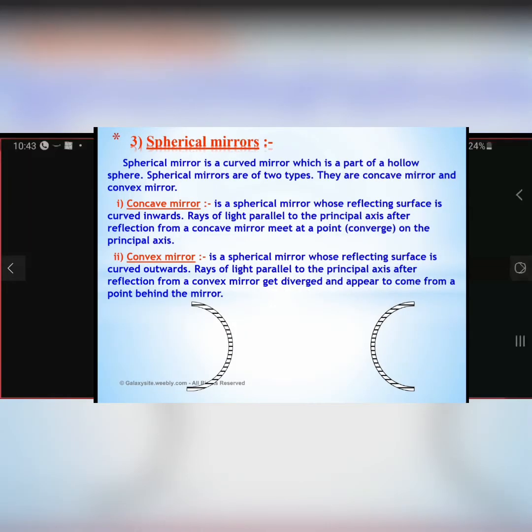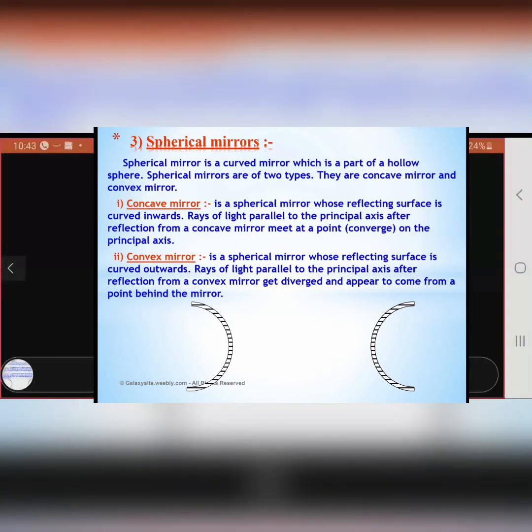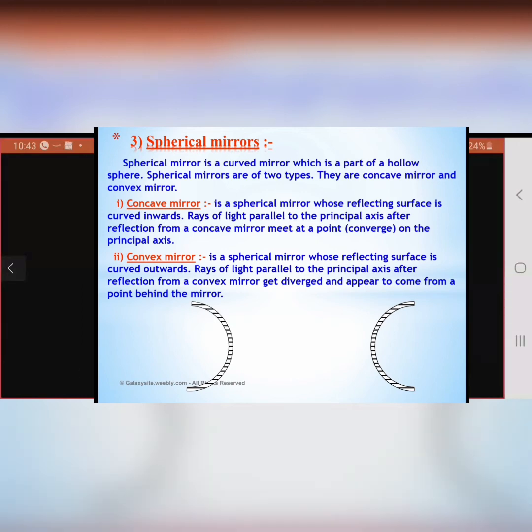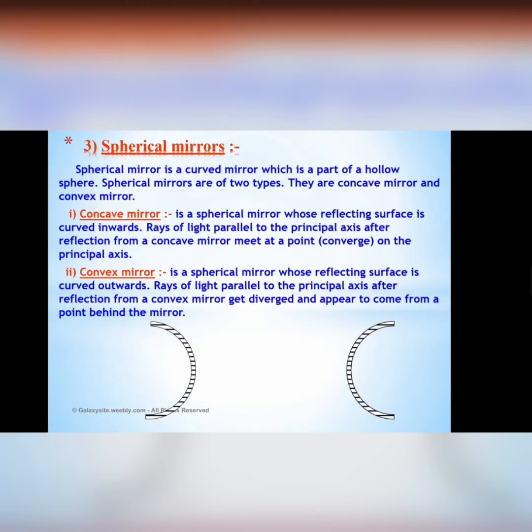So spherical mirrors, basically these are curved mirrors. They were once part of a sphere. A concave mirror would be a spherical mirror whose reflecting surface is curved inwards. We have discussed this yesterday. That concave mirror में silvering किस side होती है? Outer surface पे. तो inner surface reflecting होता है. And convex mirror जो होता है, silvering is on the inner surface.